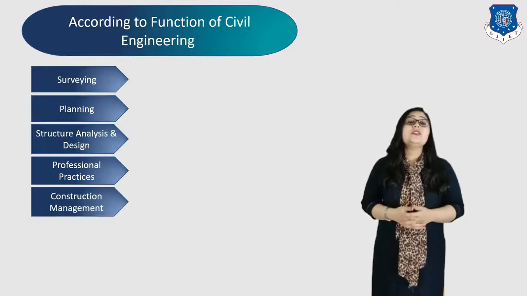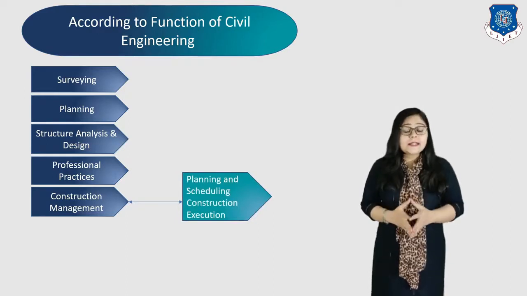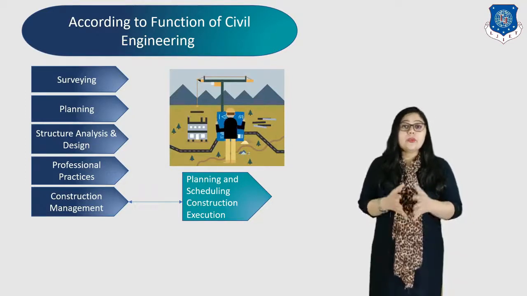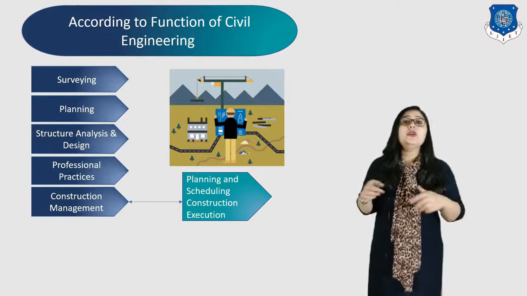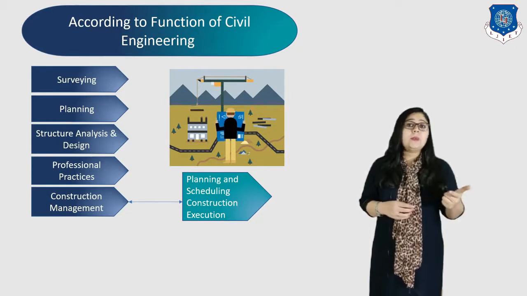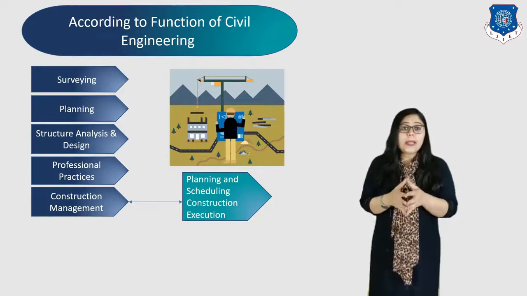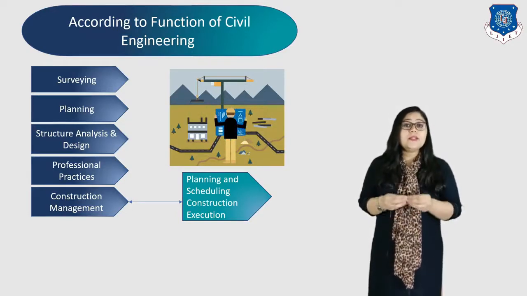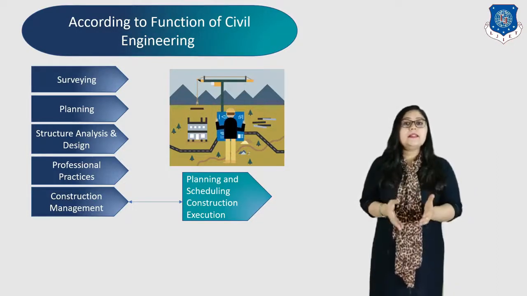Now next is construction management, which includes planning and scheduling, construction execution and supervision. Planning and scheduling is the procedure for fixing the order of execution of different activities during construction. For that, methods like bar chart and critical path method are used. Before construction, it is required to estimate the expenditure of the construction, and during construction, it is required to supervise the progress of the work as per the plan, design and specification.